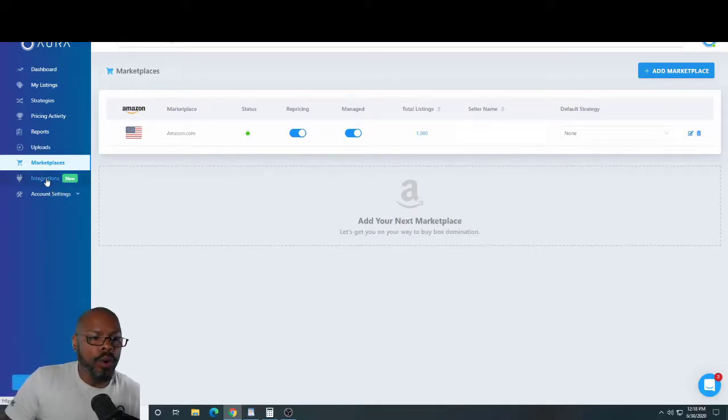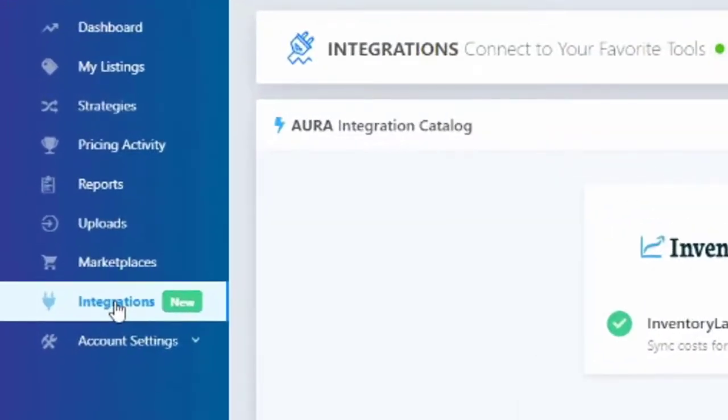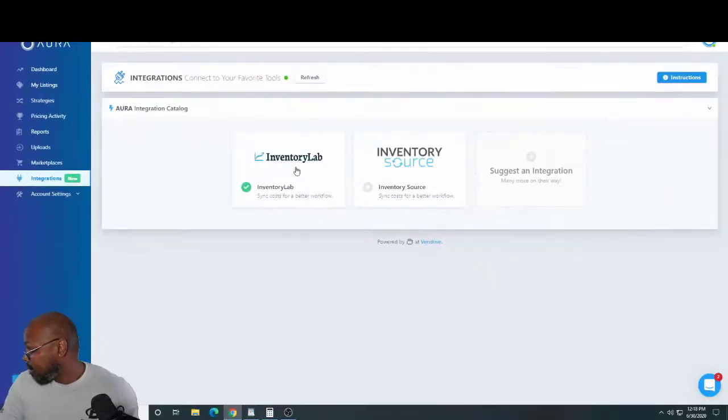That's pretty straightforward. Now look at under integrations. I'm integrated with Inventory Lab. Man, oh man, we must have a bad fire, boy. It's just a lot going on. I'm sorry about that.